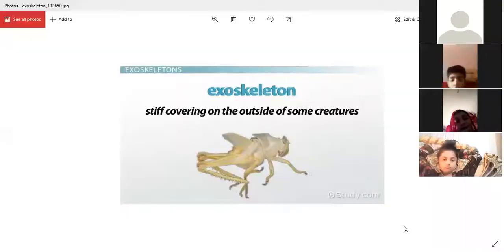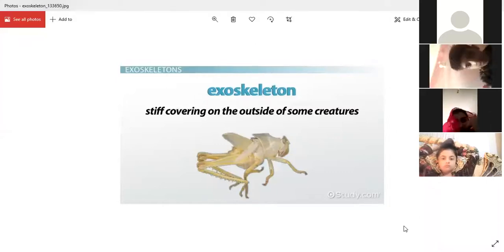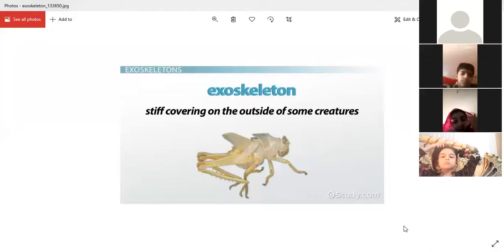Yes. So this is the exoskeleton. Stiff covering on the outside of some creatures. Have you seen cockroaches or beetles? आप लोगों ने कीड़े मकोड़े देखे? Cockroaches होते हैं, beetles होते हैं, and there are sometimes grasshoppers. What are these? इनकी आपको body shape पता चल रही थी ना बहुत clearly.